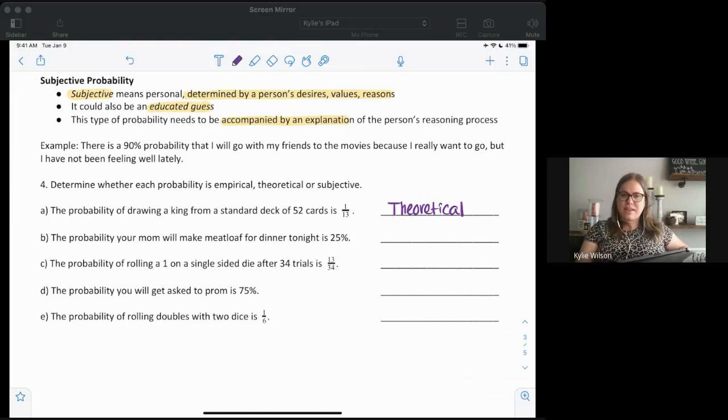The next part, part B, says the probability that your mom will make meatloaf for dinner is 25%. Really hard for us to calculate that for sure, but it's based off of probably some background knowledge, a bit of a gut feeling, things like that. So that's what's called subjective.